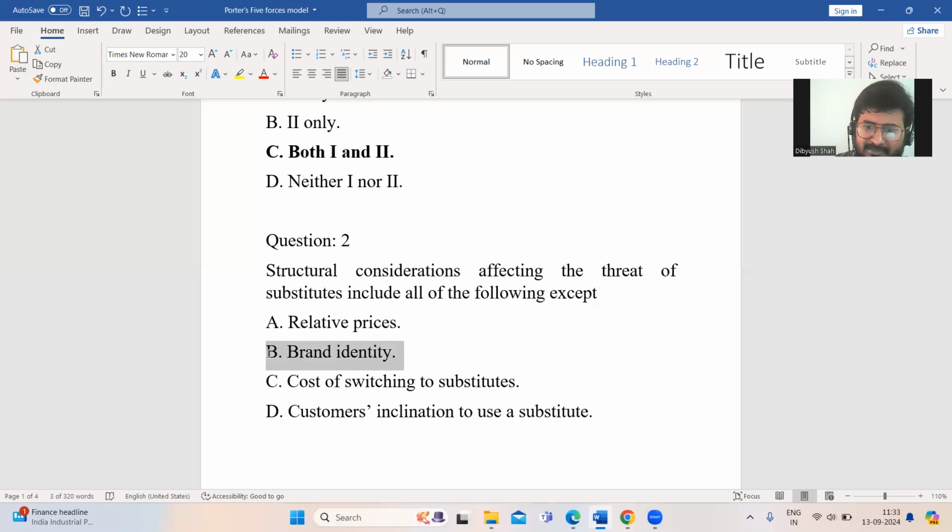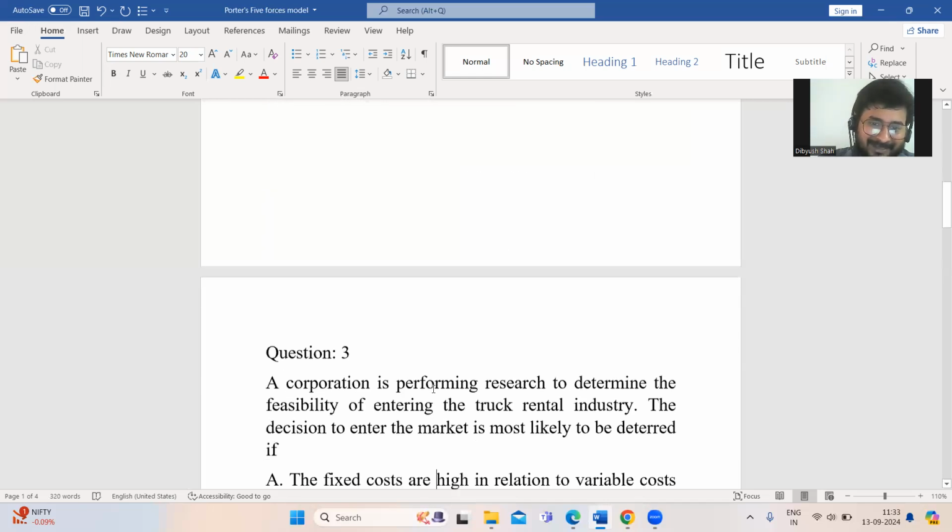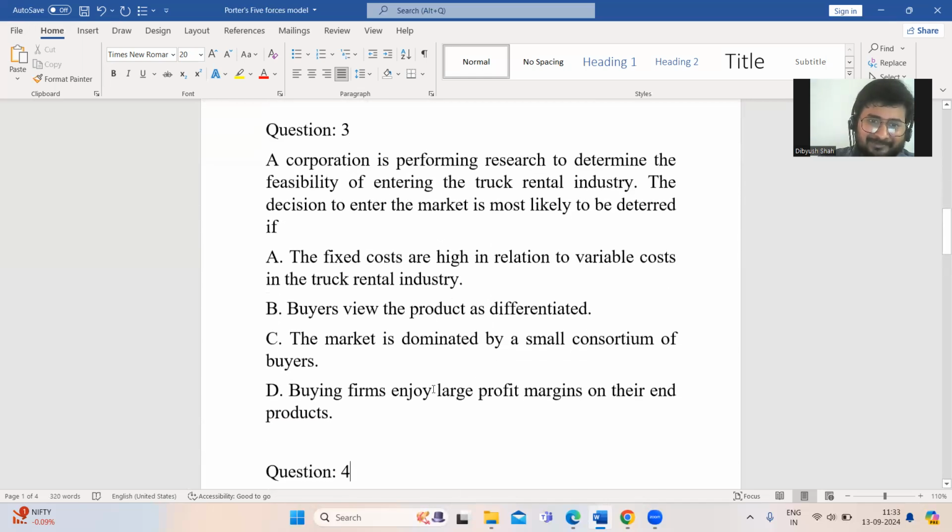For example, as I said, iPhone is also a phone. Samsung also makes cell phones. But because customers are loyal to their iPhone or Apple, they are not likely to buy Samsung. Prices become irrelevant there, and threat of substitute is almost negated. So this is not going to impact your threat of substitutes. I hope you guys are understanding. I'm trying my best.